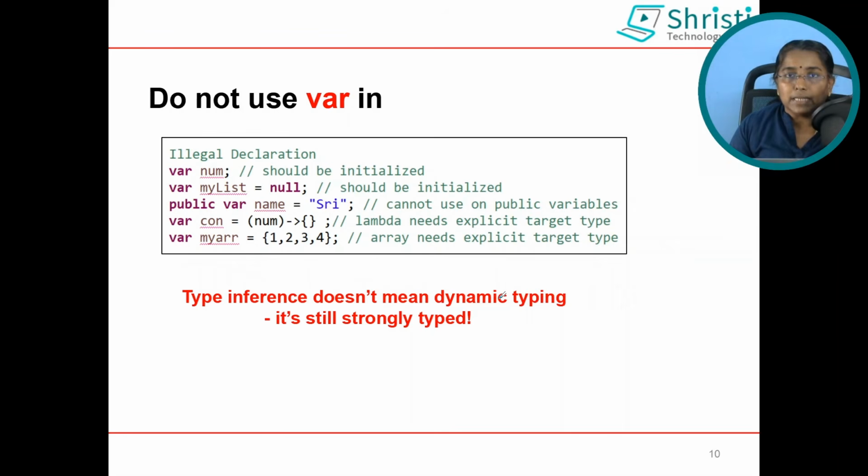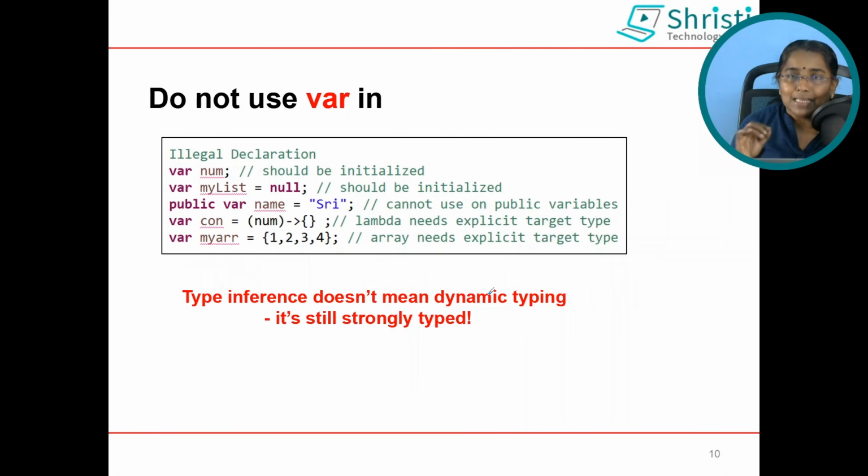What is dynamic typing? In JavaScript, let's say I am declaring a variable as var x is equal to 100. Now the data type of x is int. After a few lines of code, if I change it to x is equal to Priya, now the data type of x is changed to string. This is allowed in JavaScript. This is called dynamic typing. In Java, it is not allowed.